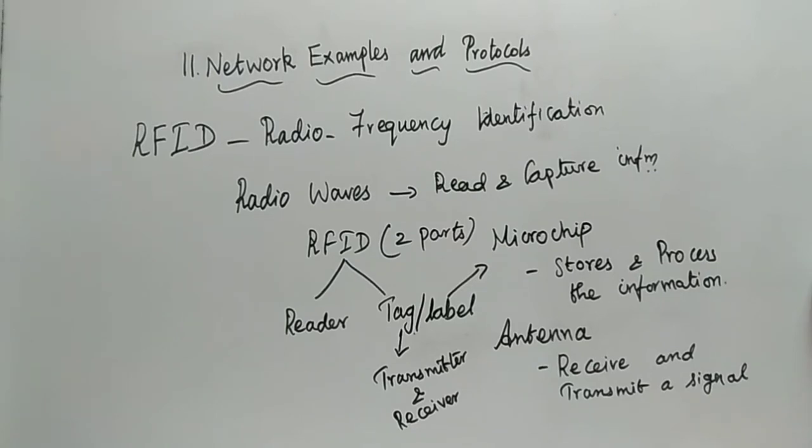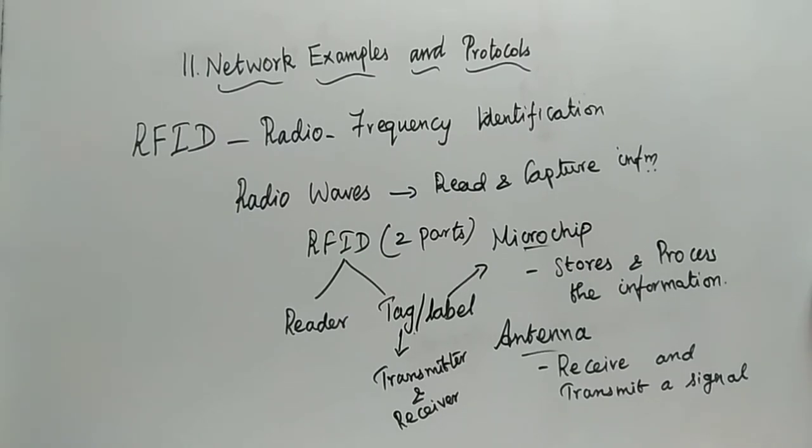So RFID is made up of two parts. What are they? The first one is your reader, and the next one is your tag or the label. By using the reader, you are going to read the information that is available in the tag. So what is the tag going to do? It is going to have a transmitter and a receiver. So the tag is made up of two components: a microchip, and the next one is your antenna.